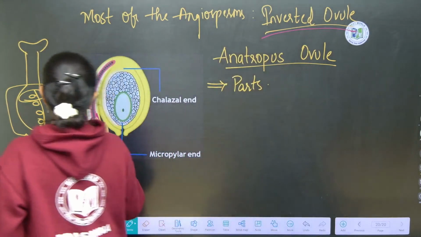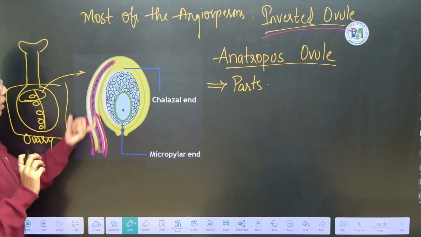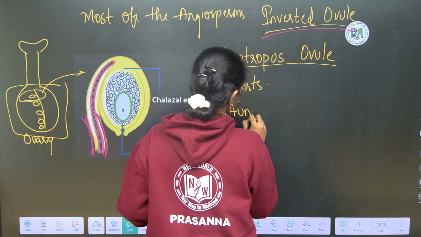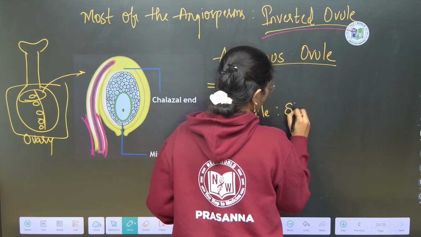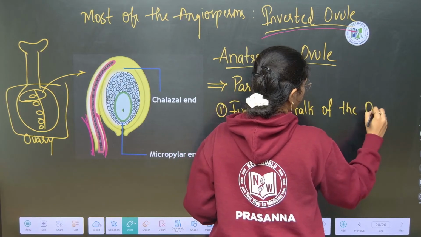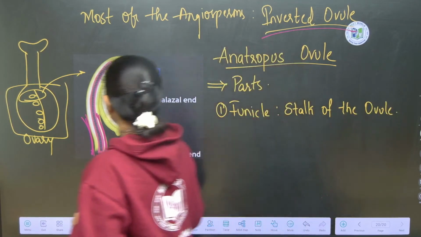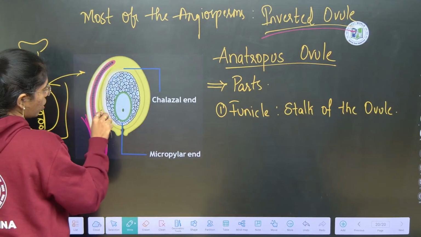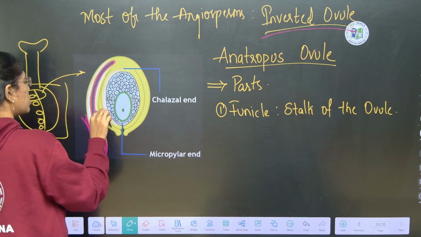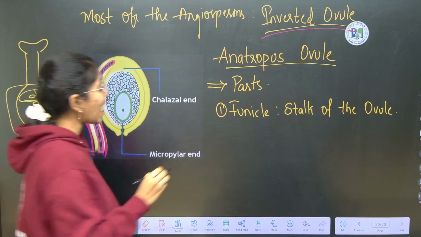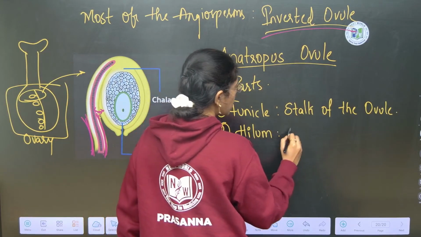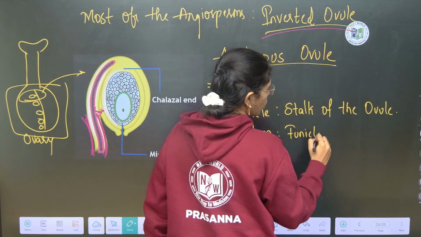Here you see the funicle, which is the stalk of the ovule. So, first is what? Funicle. Funicle is the stalk of the ovule. Next, the small pore-like structure which is connecting the funicle to the ovule is called the hilum. Second is what? Hilum. Hilum connects the funicle to the ovule.